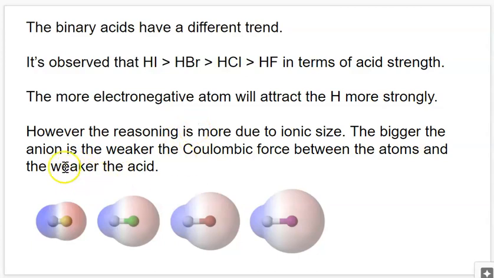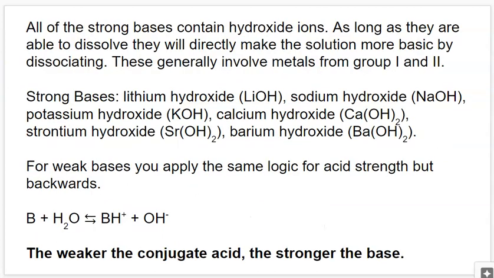the bigger the anion is in this binary acid, the weaker the Coulombic force is going to be, because of the bigger distance between those two atoms, and therefore the weaker the force. So if this is HF, this is HCl, this is HBr, and this is HI, you can see there's a much bigger distance between the hydrogen and the iodine than there is between the hydrogen and the fluorine, which means that the overall attraction between those two atoms is going to be much weaker. And the weaker the attraction of the hydrogen to the rest of the molecule, the stronger the acid, because it's not going to be held onto very tightly.